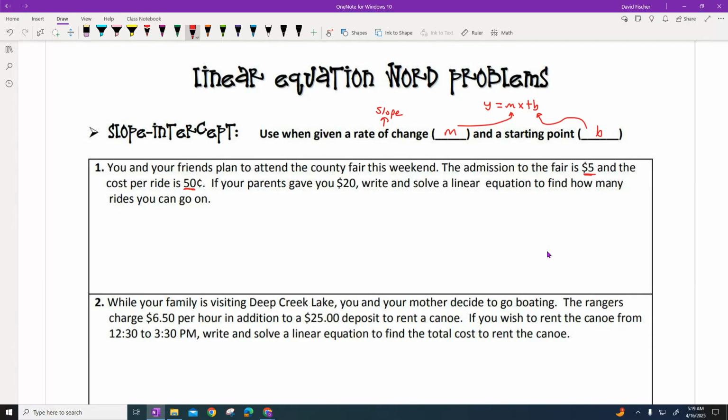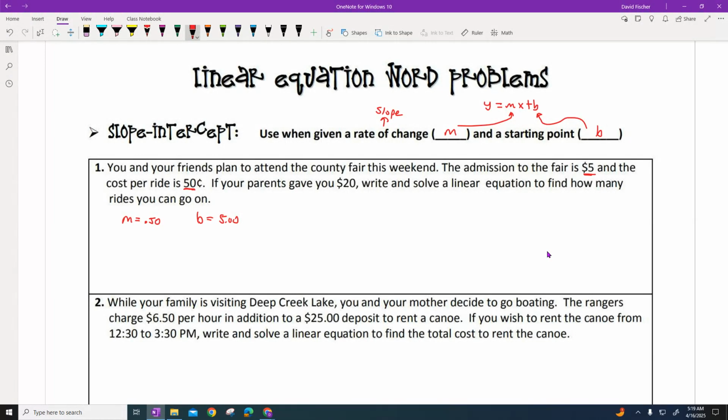So here's my three numbers that they've given me. Now this guy is my b, so I like to put the b over here, because I pay that $5 only one time. Okay? And this 50 cents is going to be my m. That's my rate of change. For every ride I go on, I pay 50 cents. So one ride's 50 cents, two rides is $1, and so the 50 cents goes right there for my m. Now, decimals are important because we're going to be doing some multiplying and dividing.